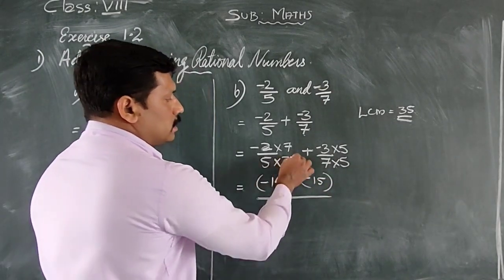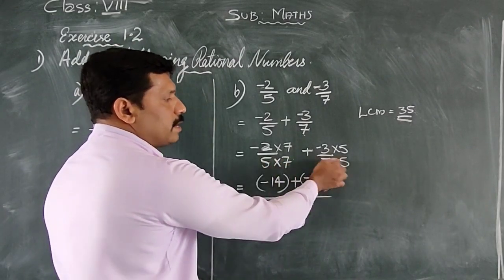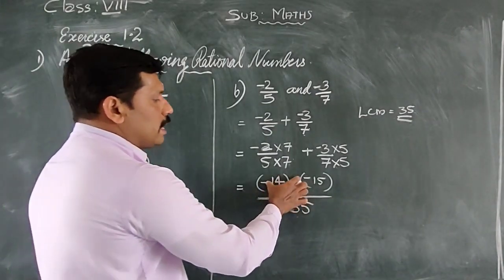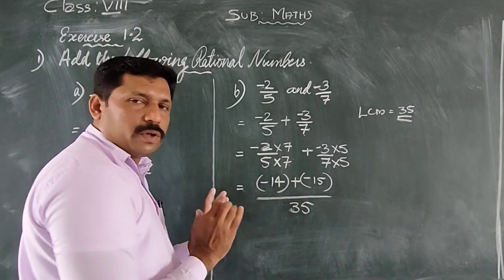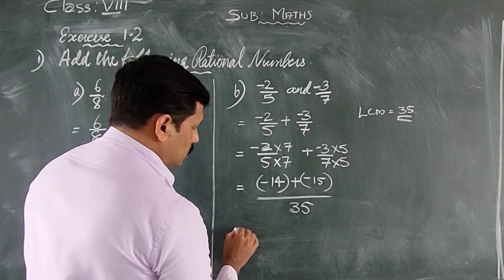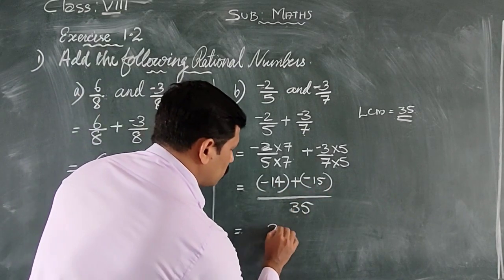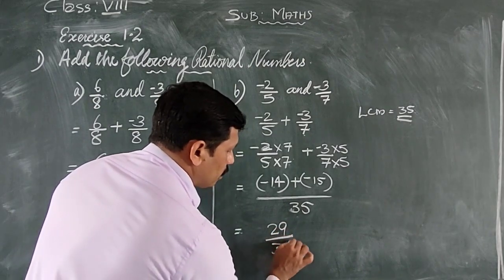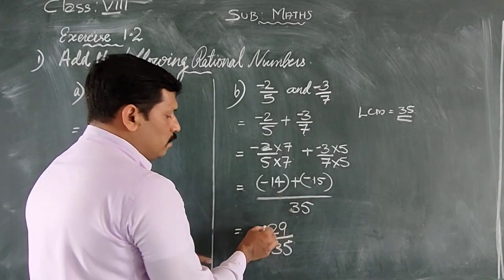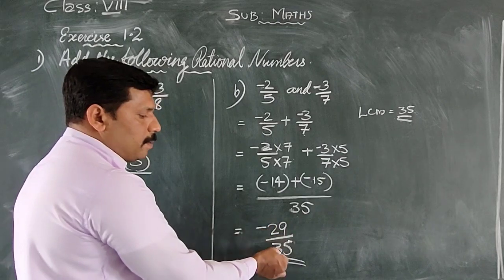Upon 35. Here denominator same, here also 35, here also 35. Therefore, we write common denominator 35. And here both numbers are negative numbers. If both numbers are negative numbers, what we do? We add those numbers. Means 14 plus 15 is equal to 29. 29 upon 35. And as both rational numbers are negative rational numbers, we add here negative. So the result is negative 29 upon 35.